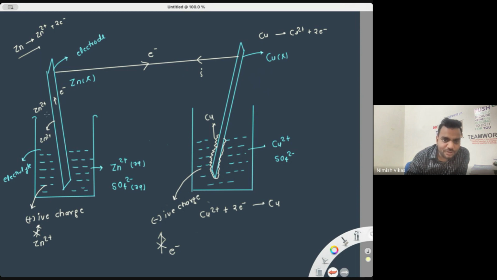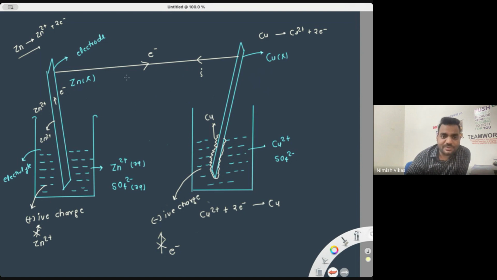So both things, electron flow and zinc ion release, will stop. Zinc will stop losing electron because electrons are not welcome on the right hand side, and zinc ion is also not welcome on the left hand side. So this process will start and will stop. Is this clear? If not, please ask me. I can explain one more time. Okay, I hope you understood.